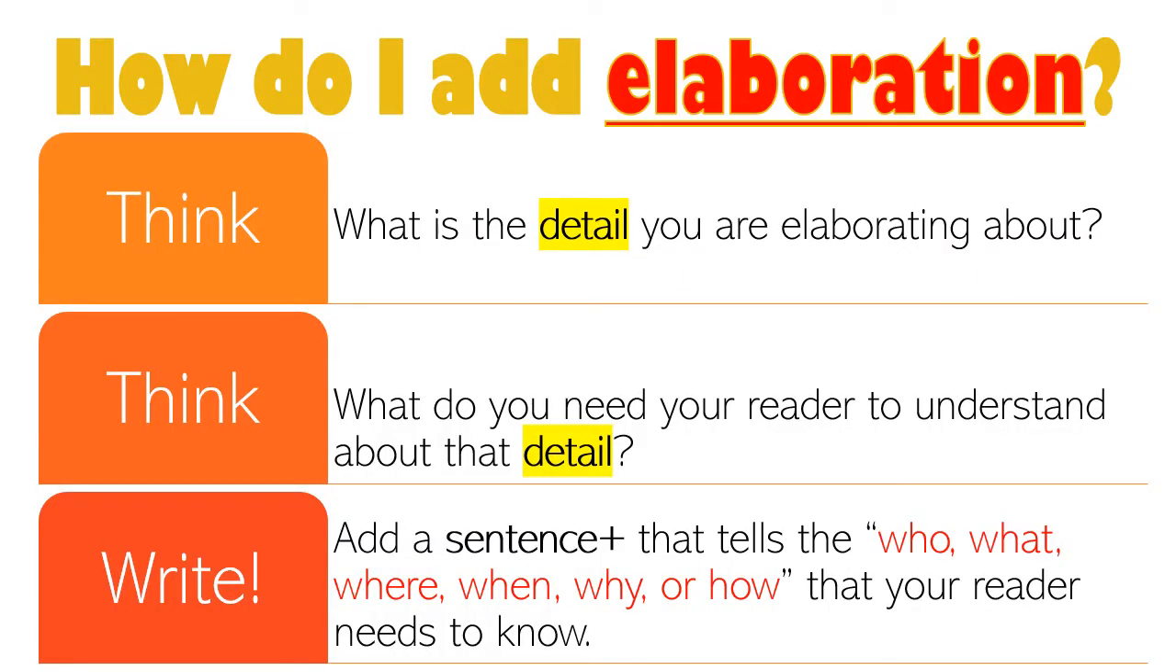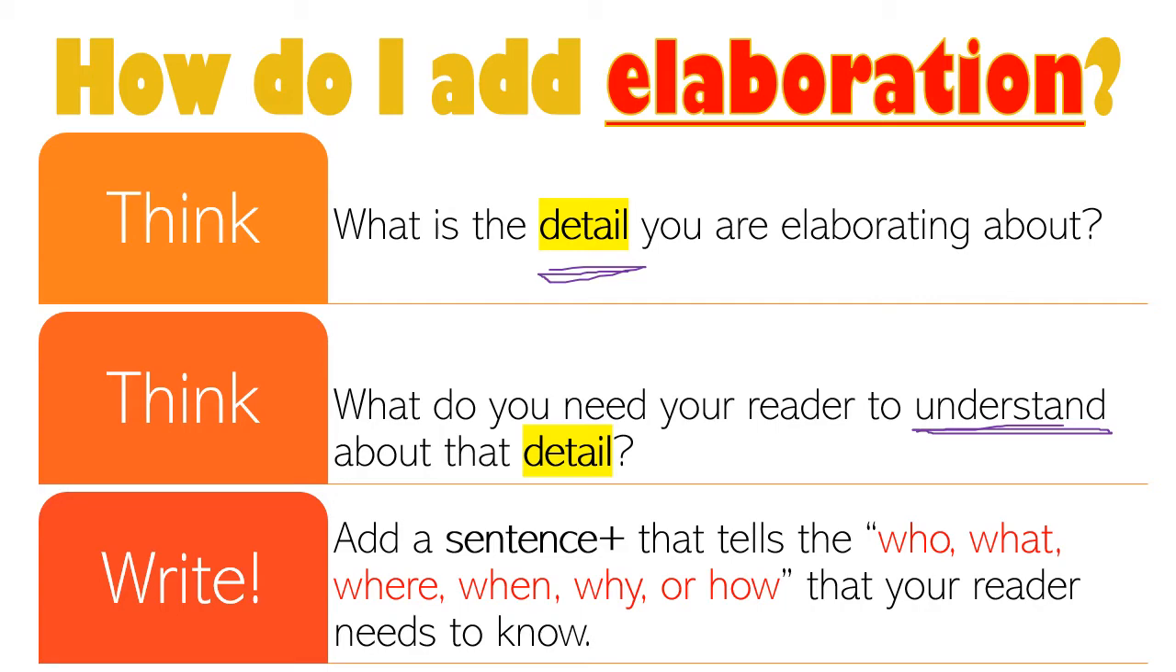So the strategy is the think, write strategy. First, you're going to think, what is the detail you are elaborating about? So you need to think, which key detail do I want to tell more about? Your second think is going to say, what do you need your reader to understand? So first you're thinking, what detail am I talking about? And then you're thinking, what does my reader need to know about that detail to really get it?